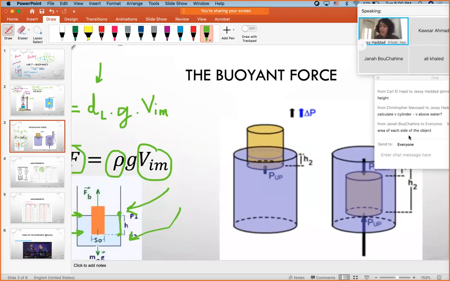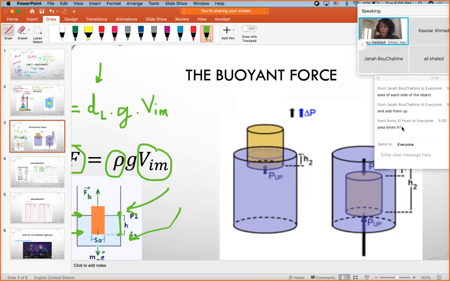Area of each side of the object, you're close. Yeah, you're talking about the area of the side. What else? We measure the height, yes. Add all the areas. Area times height, thank you, Romy. To find the volume of a cylinder, we can imagine the cylinder to be DVDs on top of each other. And by finding the area of one DVD times the height, that's the volume, right?